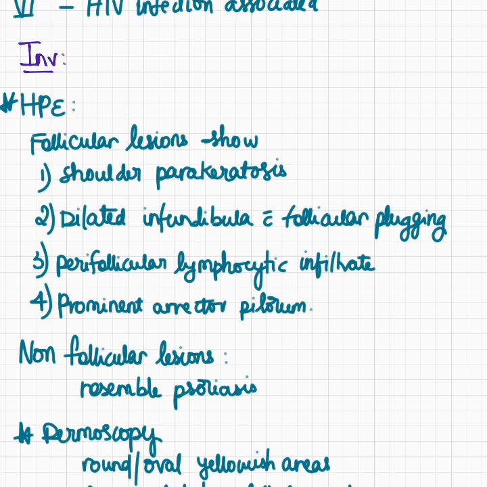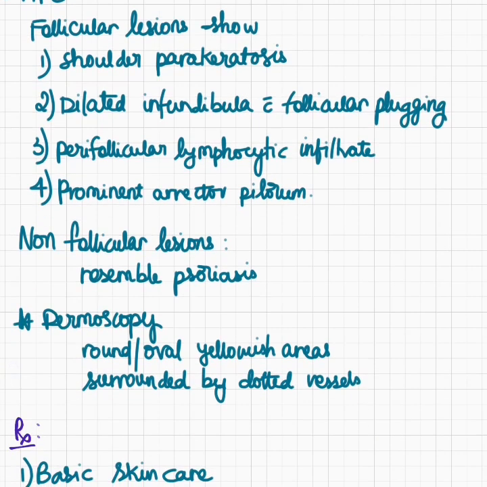Coming to the findings in non-follicular lesions, these findings resemble psoriasis, that is there is going to be parakeratosis, acanthosis, elongated rete ridges, dilated blood vessels and all. And along with that, there can be some acantholysis, or there can be sebaceous atrophy, and arrector pili can be hypertrophic as well. Coming to dermoscopic changes, round or oval yellowish areas surrounded by dotted vessels can be seen.